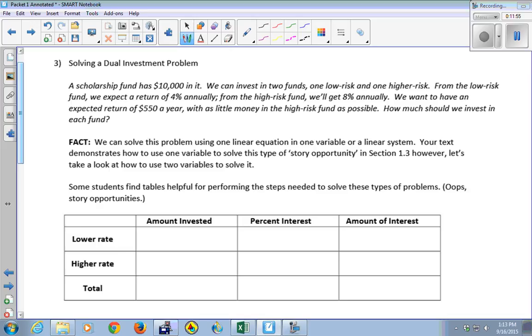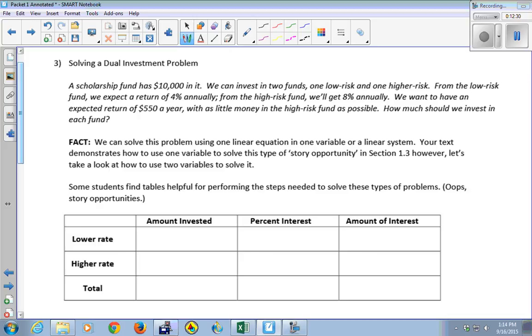So this is how scholarship funds work. Usually somebody makes a donation of like $10,000, and then that $10,000 is invested, and they use just the interest to give out a small scholarship every year, right? They'll just put that $10,000 in an investment, and they want to give a $550 yearly scholarship. So that $10,000 funds the scholarship forever, right? But we want as little money in the high risk fund as possible because we don't want to lose our initial investment of the $10,000.